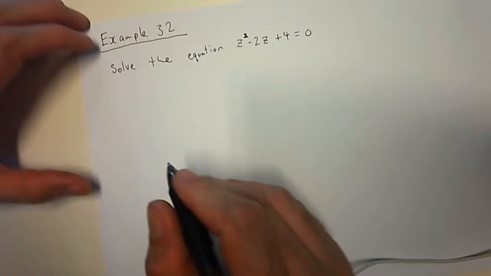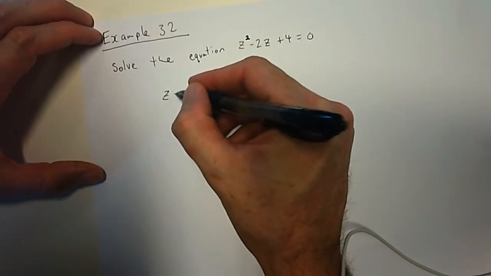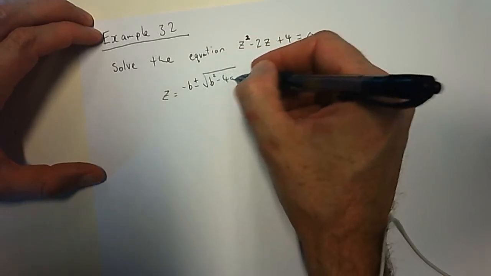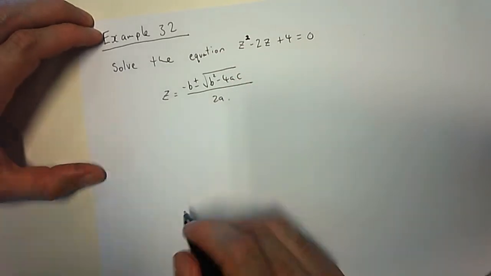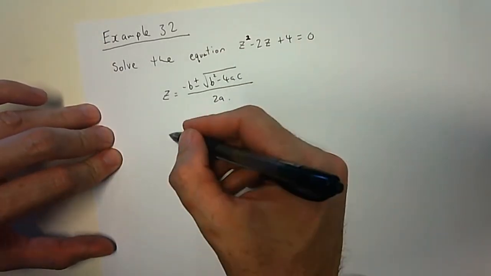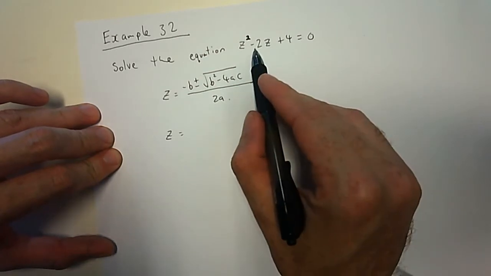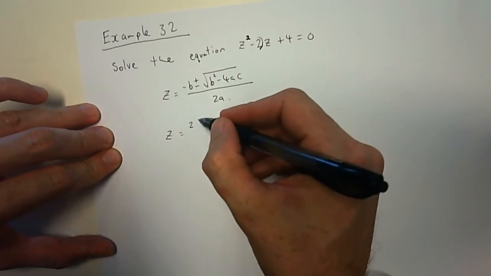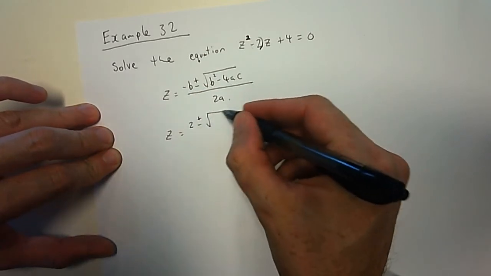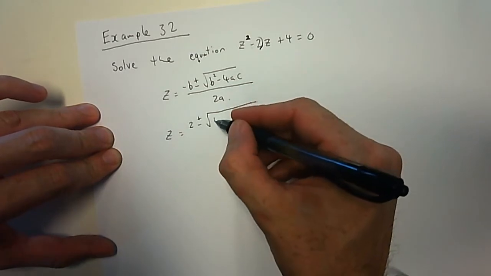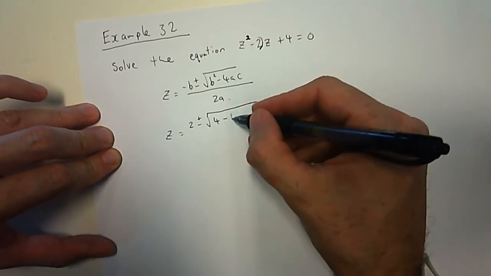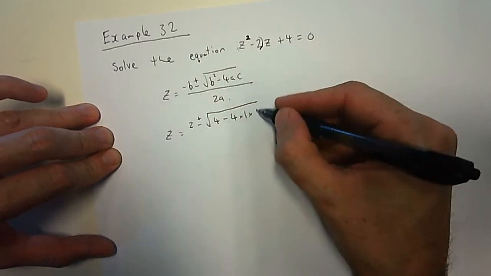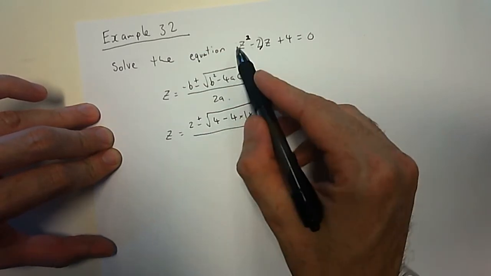Okay, so with the quadratic formula, we would have z is equal to negative b plus minus square root of b squared take 4ac divided by 2a. So we know that in this situation b is going to be equal to the coefficient of just z, so that's negative 2. So negative 2 gives us positive 2 plus or minus square root of negative 2 squared, which is 4, take away 4 times a, which is the coefficient of z squared, so 1, multiplied by c, which is 4, all divided by 2 times a, or 2 times 1.